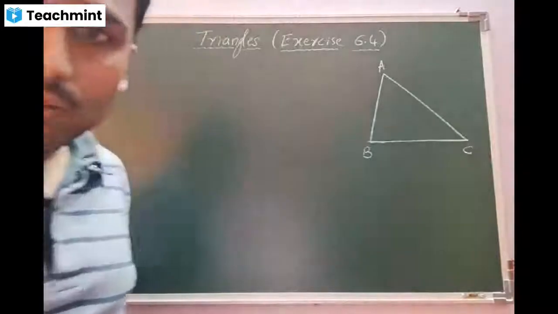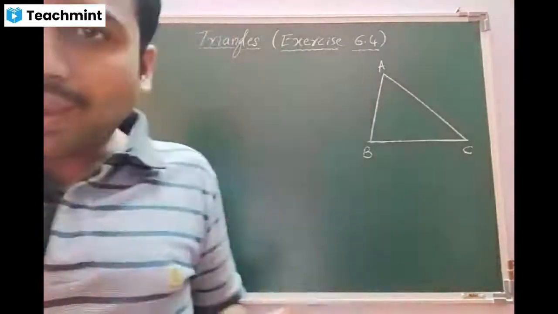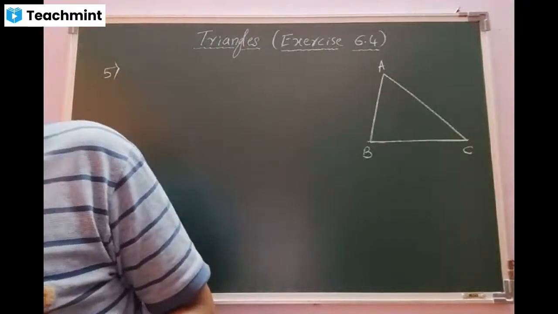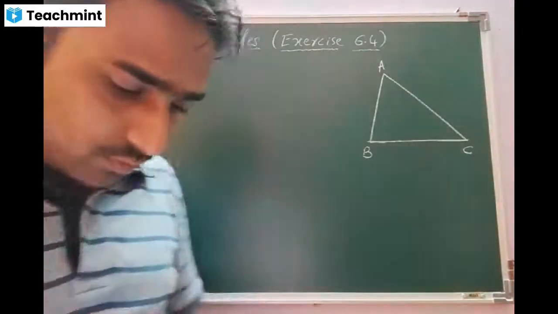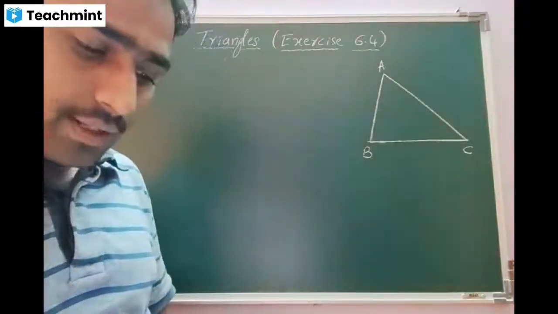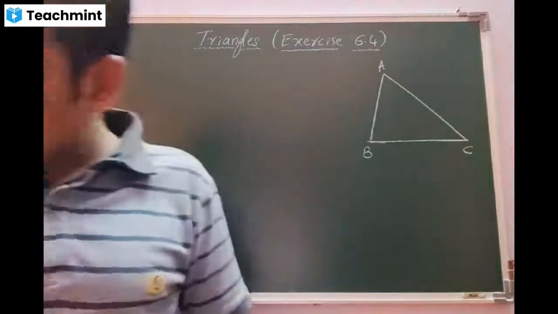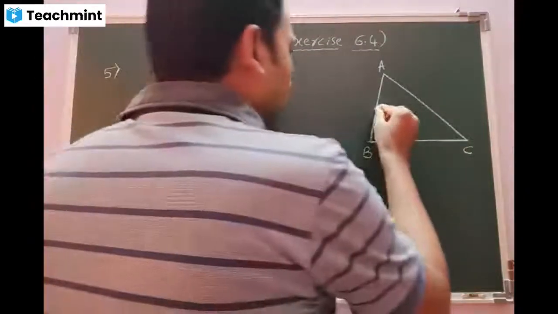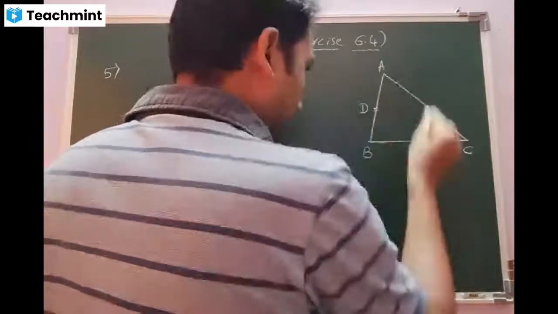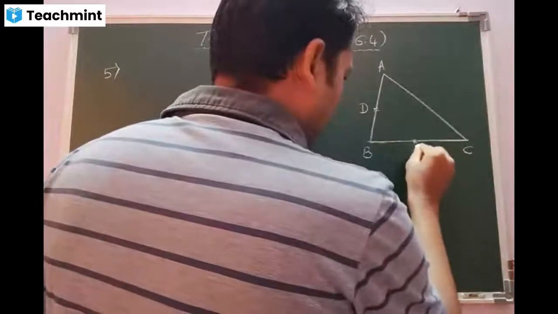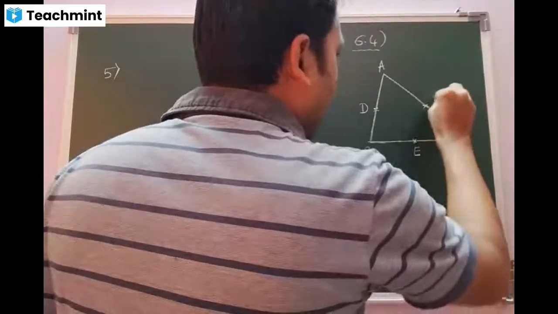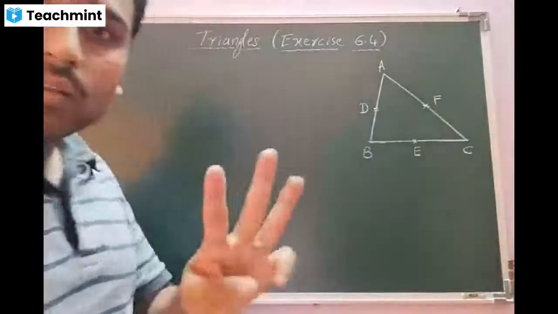But look at the sentence. What are they telling? D, E, and F are the midpoints of which sides? AB, BC, and CA respectively. So the midpoint here, call it D. Midpoint here, call it E. And the midpoint here, call it F. We have taken the three midpoints.